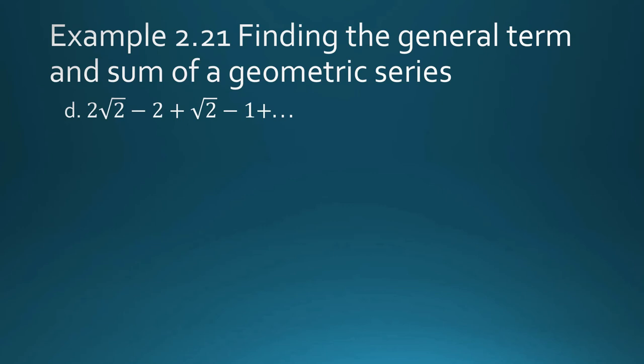Find the general term and then the sum of this geometric series. What is the general term? Well, we need first to find the common ratio. Again, how do you get the common ratio? Each of these terms is a term of your geometric sequence. So what you do to find the common ratio, you pick any pair of consecutive terms.